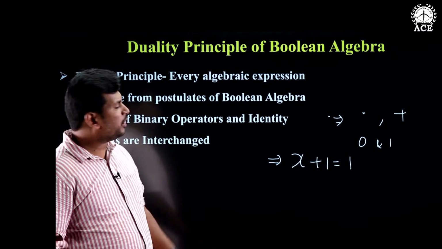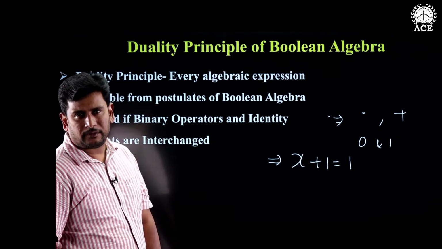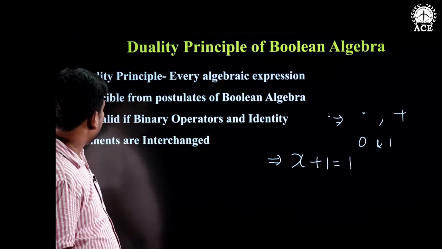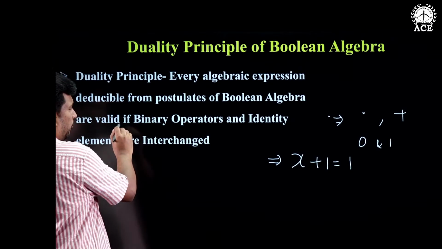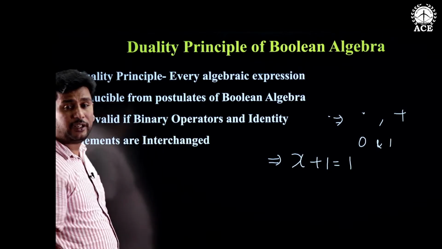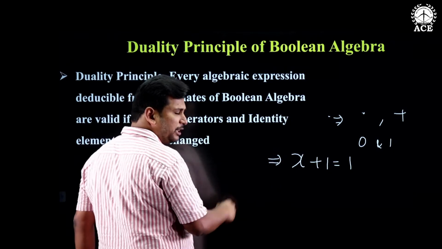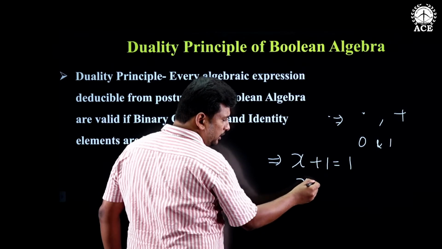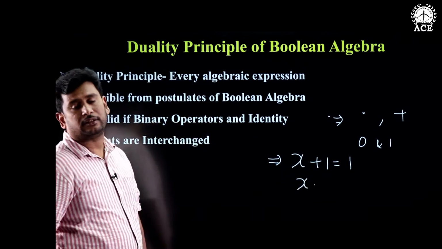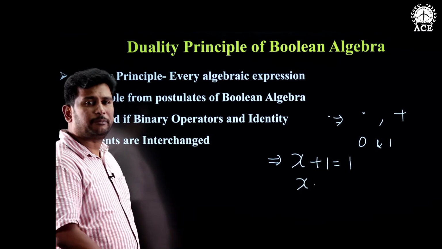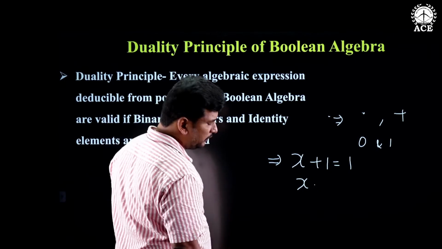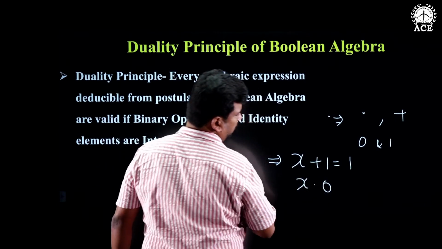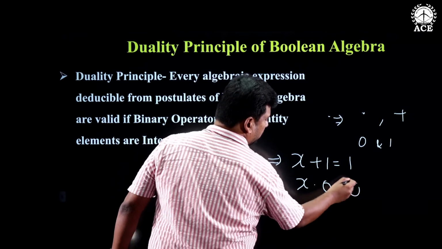If this is one of my theorems or postulates, for this expression I need a duality. What do you mean by duality here? As mentioned, your binary operators and identity elements are interchanged. So what's our binary operator here? OR. So we have to replace our binary operator with the alternate, and the identity element 1 needs to be replaced with 0. So X OR with 1 becomes X AND with 0 is equal to 0.